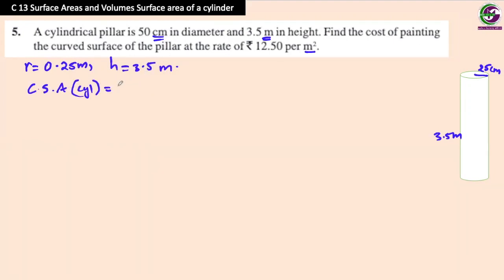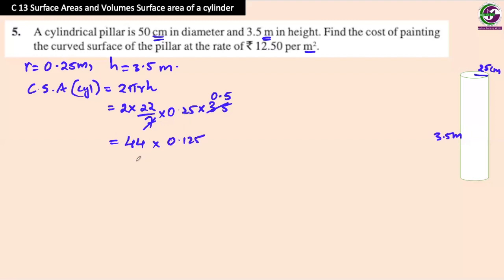Curved surface area of the cylinder is 2 pi rh, which is equal to 2 times 22 by 7 times radius 0.25 multiplied by 3.5. 7 in 3, 7 is not enough, so we put a 0. So we can get 35, so it is 5. So we get the answer 44 times 0.125, which is 5.5 meter square. This is the curved surface area.